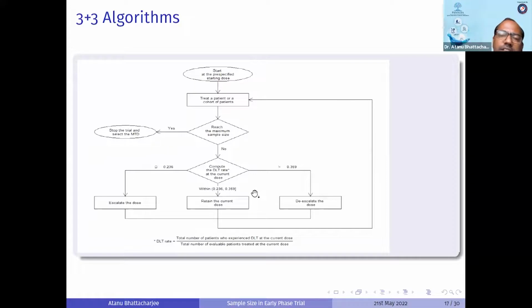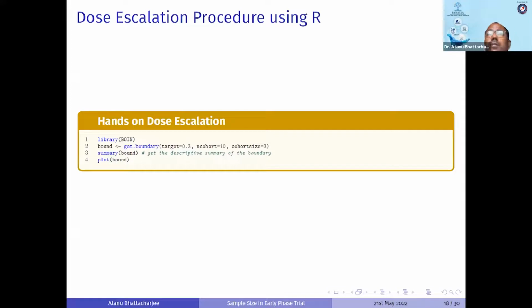Otherwise, retain the current dose. So the DLT rate is defined as the total number of patients who experience DLT at the current dose divided by the total number of patients treated at the current dose. Okay, so now comes how to do it.